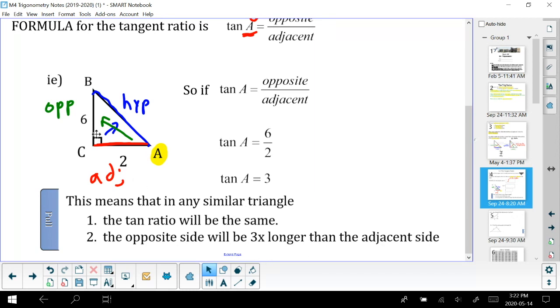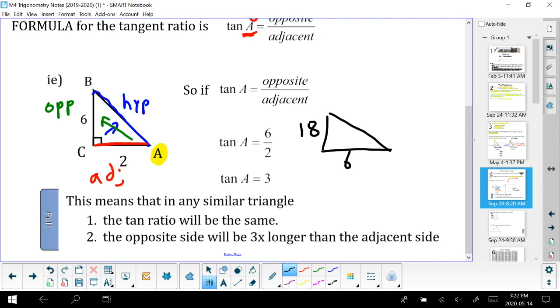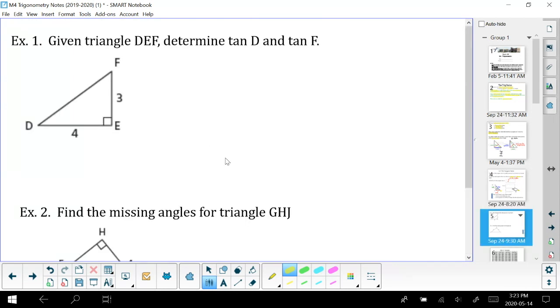So if I were to draw another triangle here, and let's say that this is going to be 18 and this is 6, these two triangles are similar triangles. How come? Because if I'm looking directly across at my opposite side, comparing it to my adjacent side, 18 is 3 times as long as 6. So since we're given triangle DEF, we want to figure out the ratio of the tangent of angle D and the tangent of angle F.